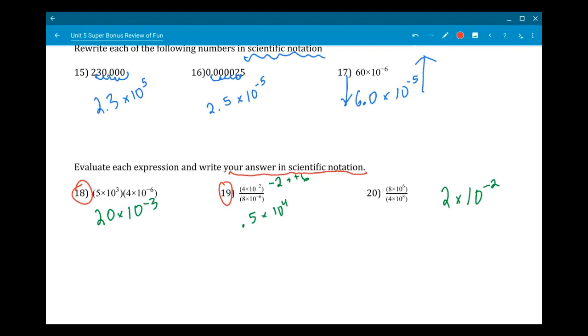So again, you don't want to change the overall value of that number. So when you change your 20 down to 2.0, increase your exponent to balance that out. On number 19, when you increase 0.5 to 5 to make it a number between 1 and 10, decrease your exponent to balance that out. On number 20, we have a number between 1 and 10 to start off with, so it's really no big deal for us to just leave it that way. It's already in scientific notation.